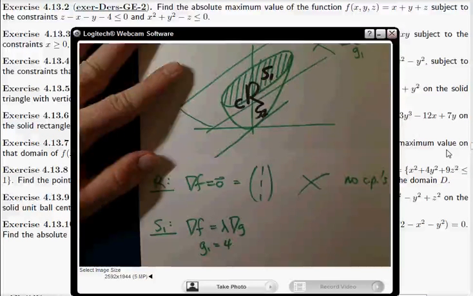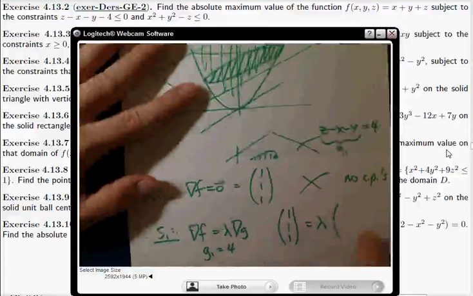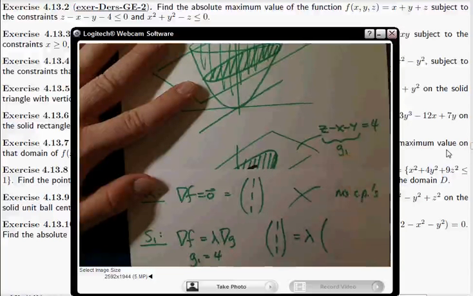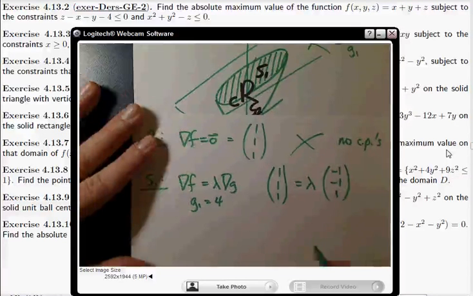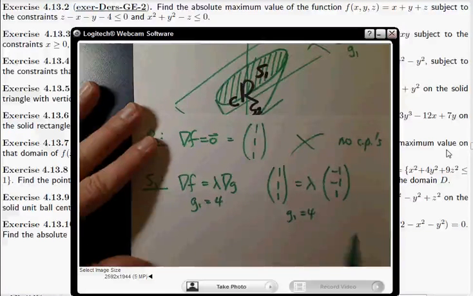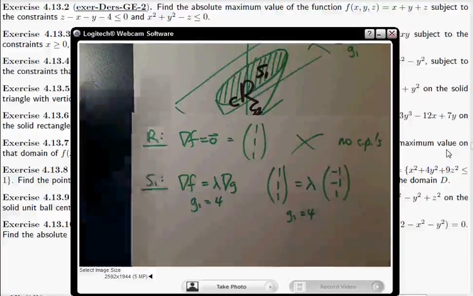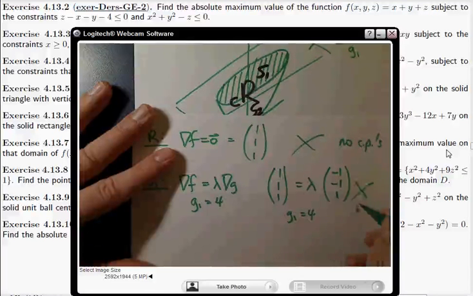Anyway, so let's write this down in more detail here. The gradient of f, we've already agreed, is (1, 1, 1). But you can see from this formula for G1 that the gradient of G1 is (-1, -1, 1). Now, I claim that there are no solutions to this. The only possible solution would require that lambda equal 1, but it would also require that lambda equal negative 1, and this is not possible. So, boom, no critical points on S1.